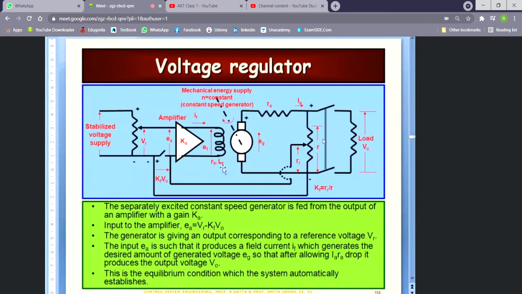So now, if the input is constant, why shouldn't the output be constant? Because it may so happen that there are some parametric changes in the system, or maybe there is a temporary fluctuation in the stabilized voltage supply, that is the voltage that is being applied. So the objective of designing this voltage regulator would be that irrespective of such changes or disturbances which are likely to disrupt the voltage, the output side or the load voltage should remain by and large constant.